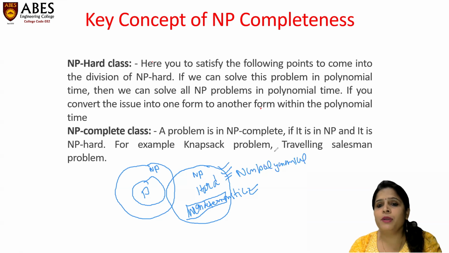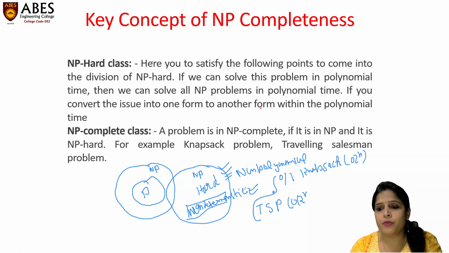So what is an NP hard problem? A basic NP hard problem is, like, the 0 1 knapsack problem. It is an NP hard problem because it will take order of 2 raised to the power n, exponential time, to find a solution. Or we can also say the traveling salesperson problem, TSP, whose time complexity is again order of 2 raised to the power n. So these kinds of problems are part of NP hard.